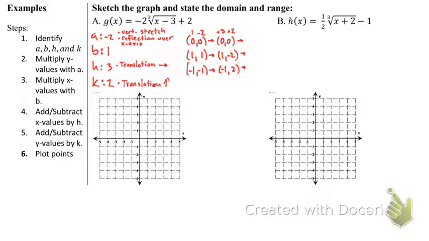So now we're going to have our final point of 3, 2. This will be 4, 0. And this will be 2, 4. And now we're going to plot these points. So 3, 2 will be here. 4, 0 here, and then 2, 4 would be here.